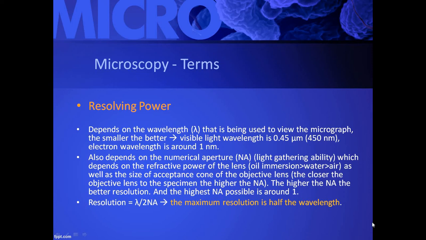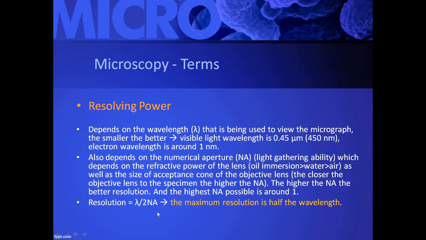Okay, this is the equation that you have to know, or you have to think about. Resolution equals wavelength lambda over 2 numerical aperture. The maximum resolution is half the wavelength. So that's why the compound light microscopes has a resolution of 0.2 micrometer, which is around half the wavelength of visible light.